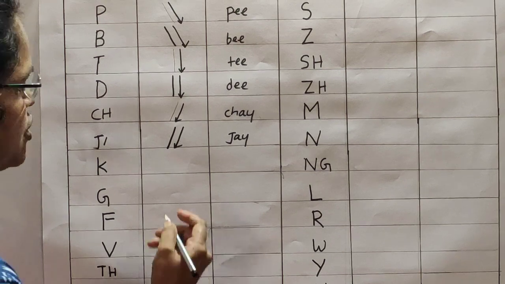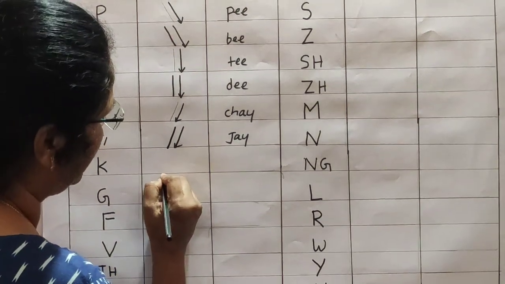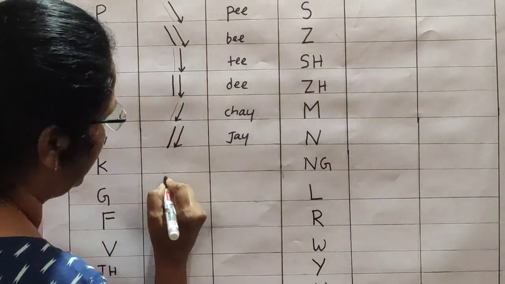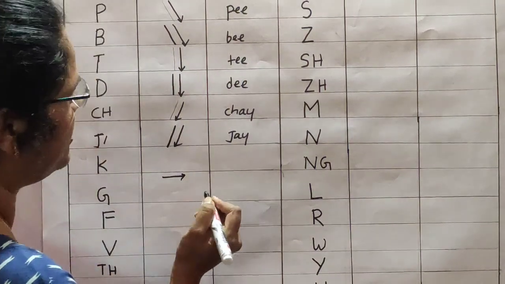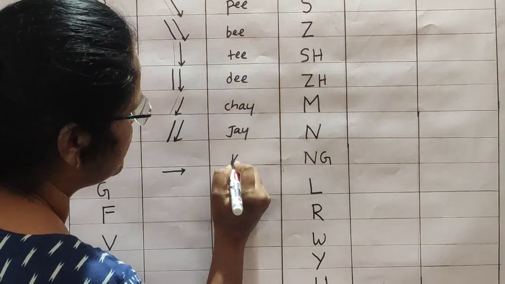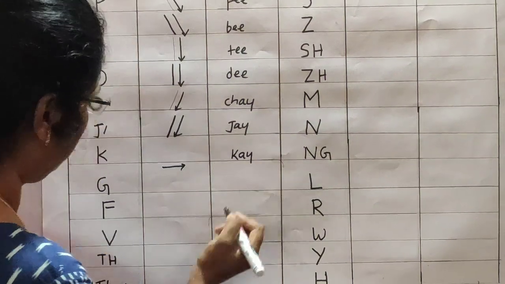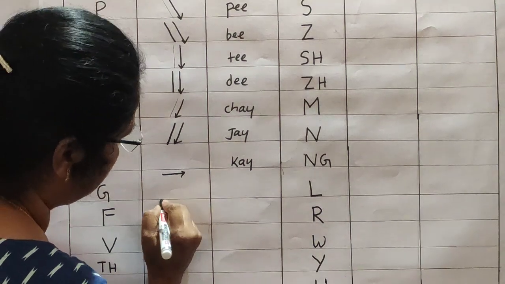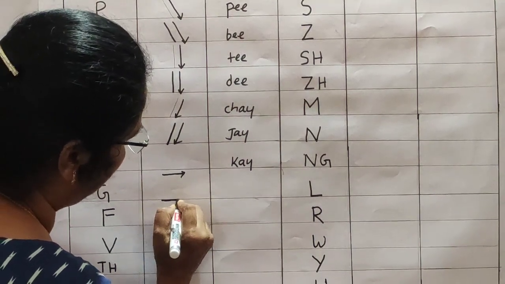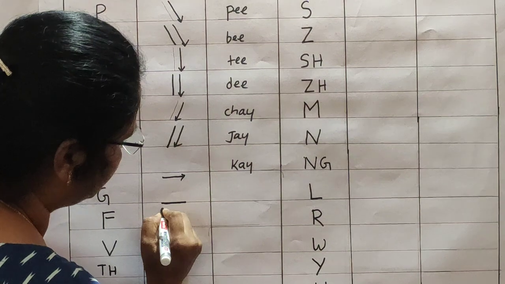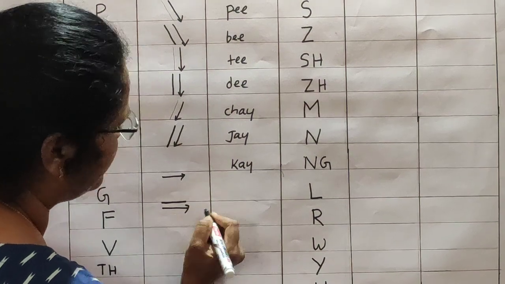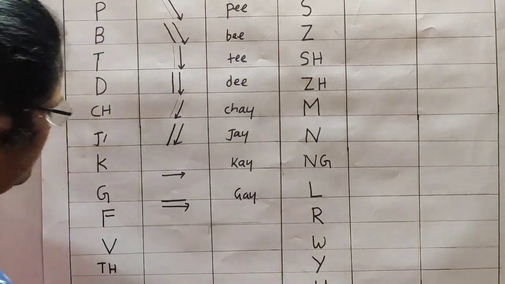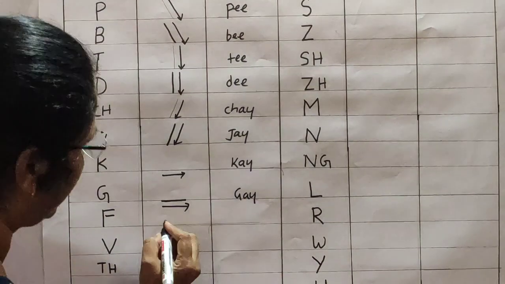It is a horizontal stroke and a light stroke. You have to write it from left to right direction. The direction is left to right. It sounds as K. The next stroke is G. This is a dark stroke, horizontal stroke. Direction is left to right. It sounds as G. The next curve is F.